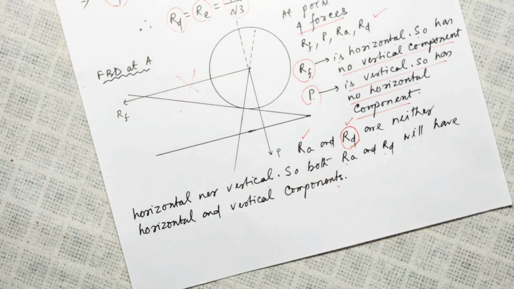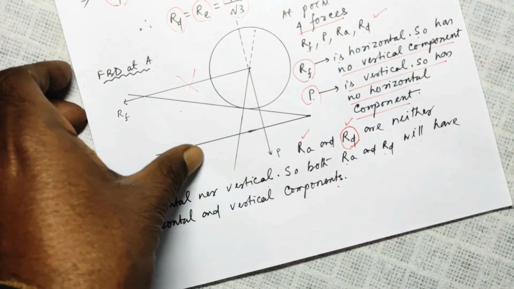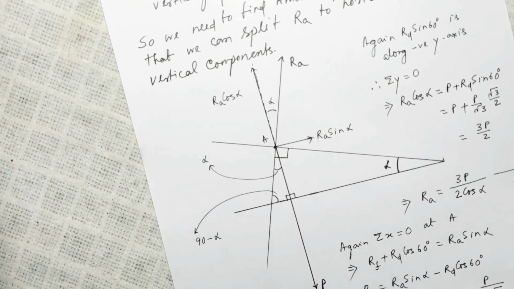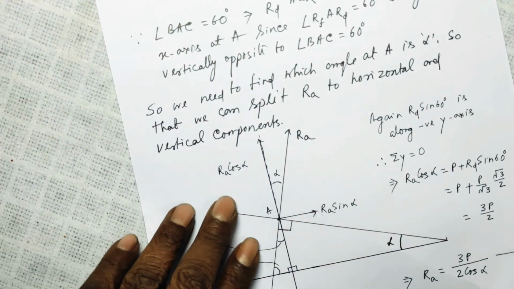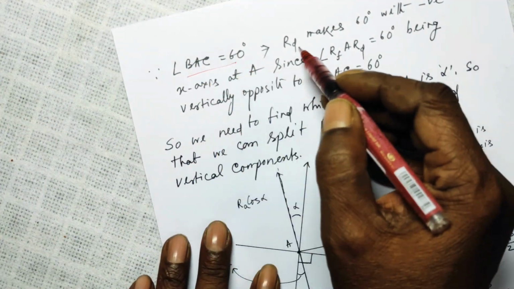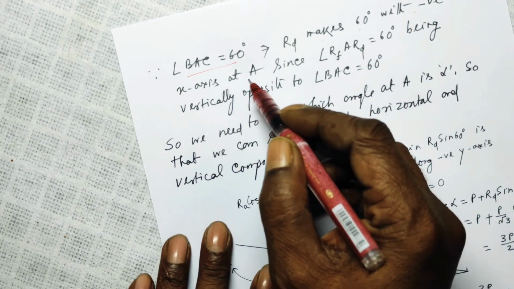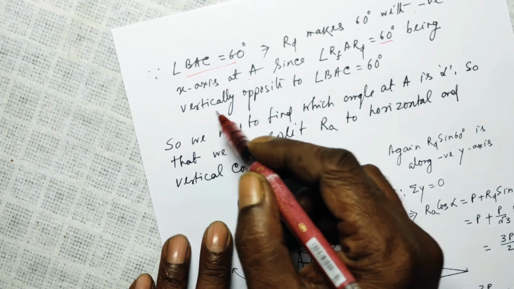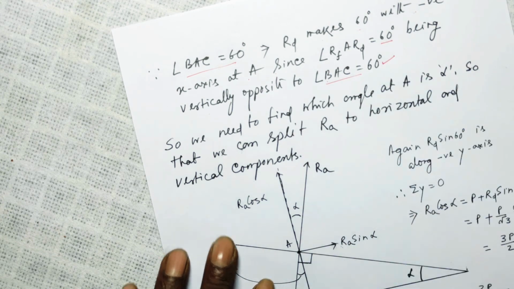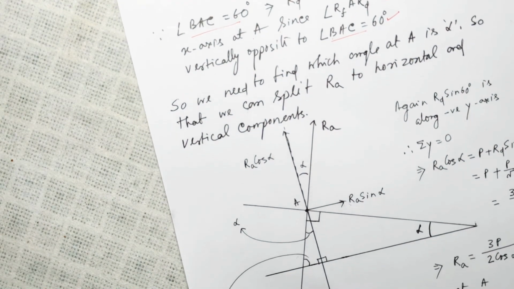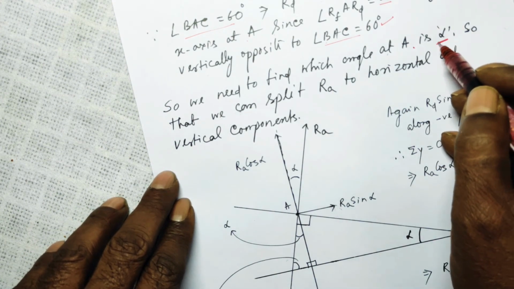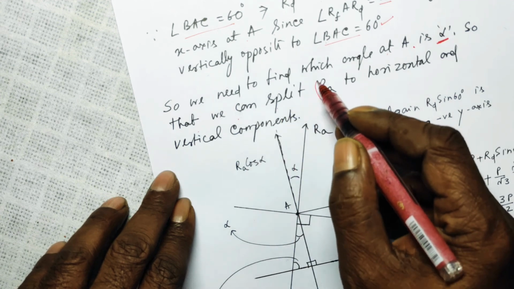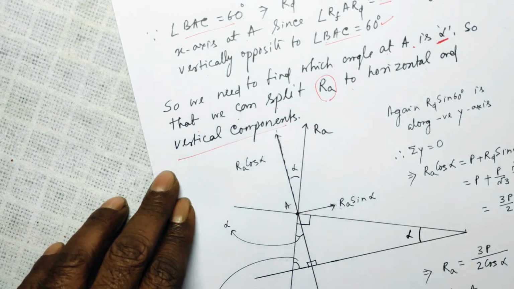Now, to find out what angle RA makes, I have explained in a different way. Now look at the situation here. So this part is clear. BAC is 60, RD makes 60 with negative x-axis at A, since this is 60 being vertically opposite to angle BAC, that is 60, which I just explained. So we need to find which angle at A is alpha, so that we can split RA into horizontal and vertical components.